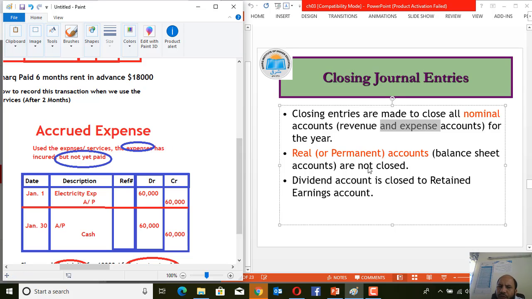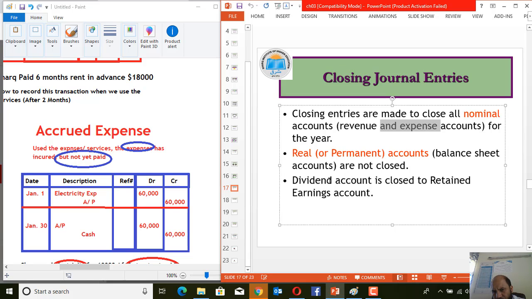So we will use the closing journal entries for this purpose, and we cannot use the closing journal entries for the real accounts or permanent accounts. Journal entries are not closed for the permanent accounts, but they may be closed for revenue and expenses. The dividend account is closed to the retained earnings account. Whatever dividend we have in the business, it is closed to the retained earnings account.